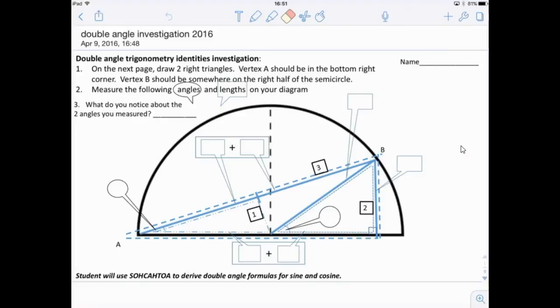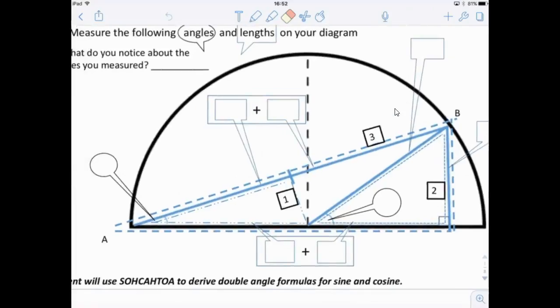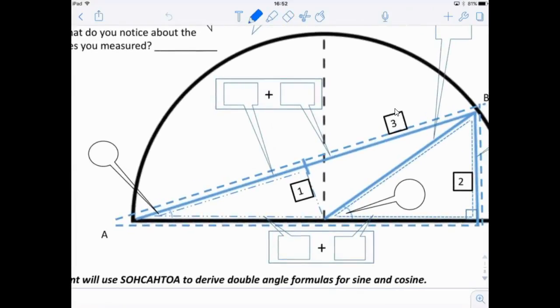Okay, for those of you who didn't finish the investigation in class, here is a run-through of the investigation with my triangles, and you're going to do it with your triangles. So first of all, what do you notice about the two angles measured? Let's measure these two angles. What do we get? Well, for these triangles here, we get about 20 degrees for the smaller one, and about 38 degrees for the bigger one.